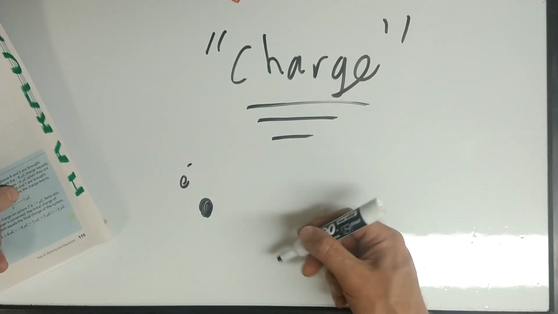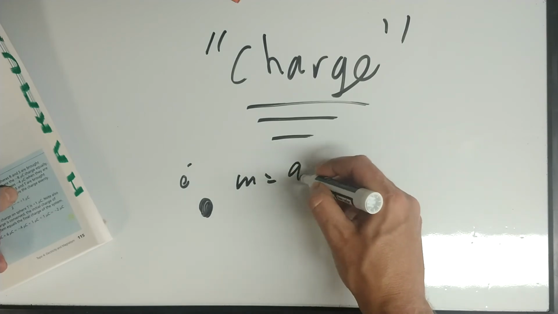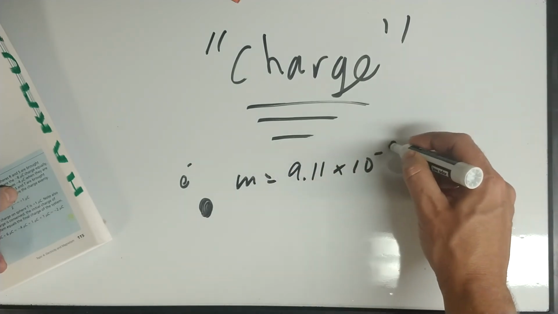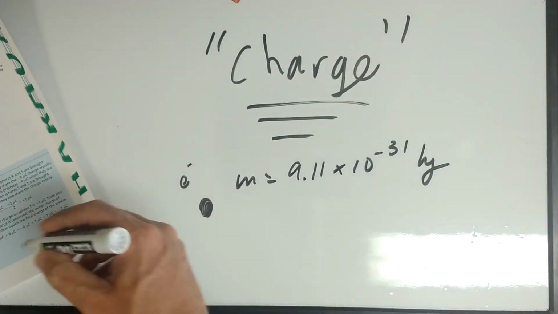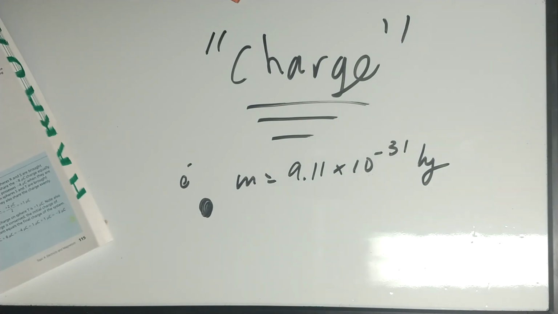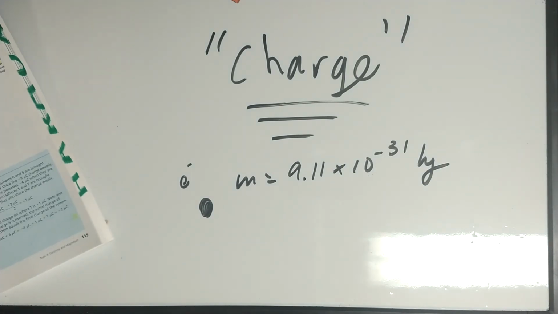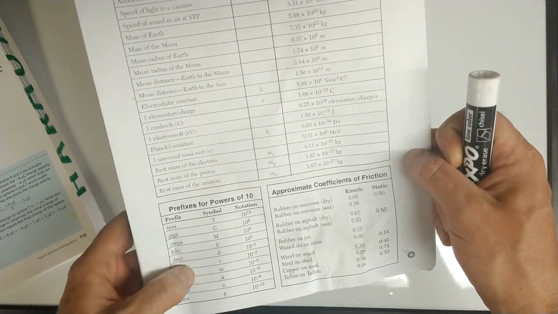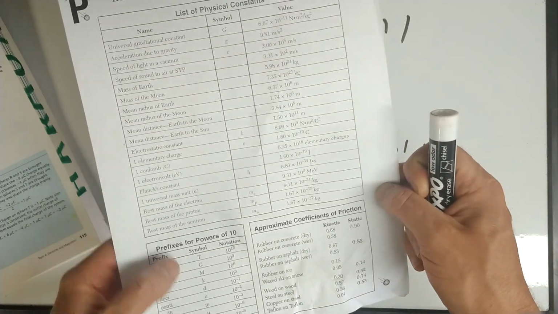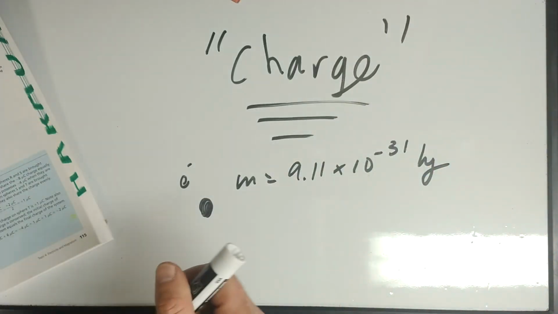Who knows? Its mass, 9.11 times 10 to the negative 31 kilograms. I should probably double check that. I haven't written that in quite a while. So handy dandy reference table. Rest mass of an electron. Oh yeah, okay. Some things just stick.